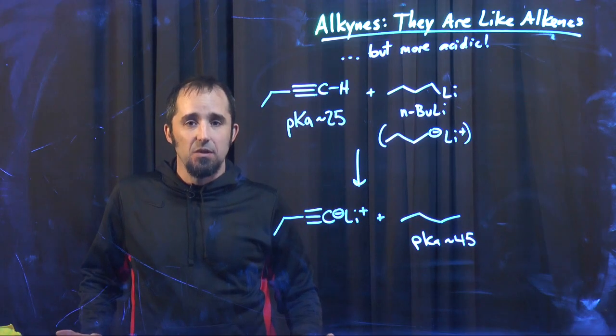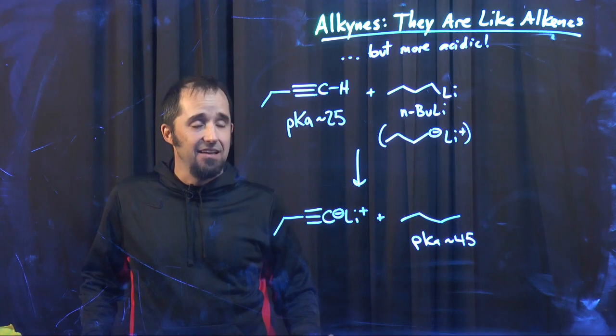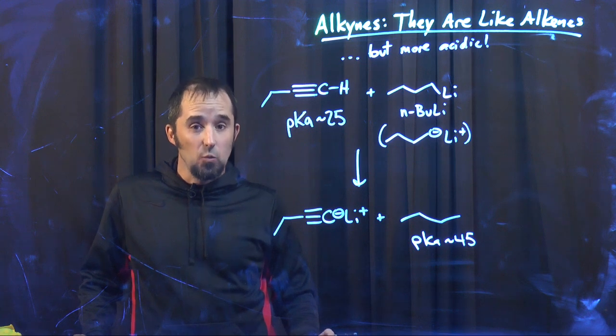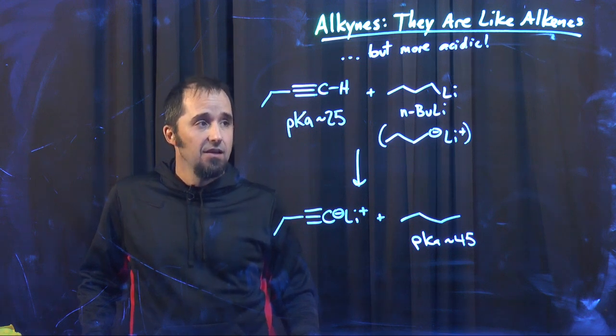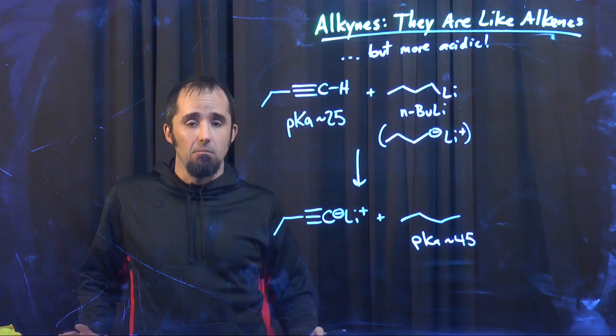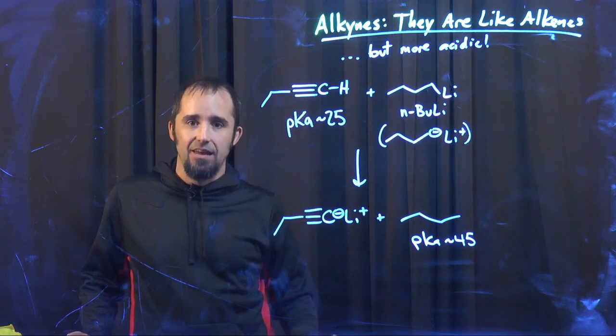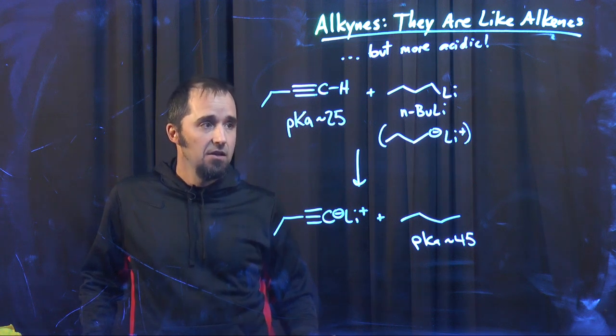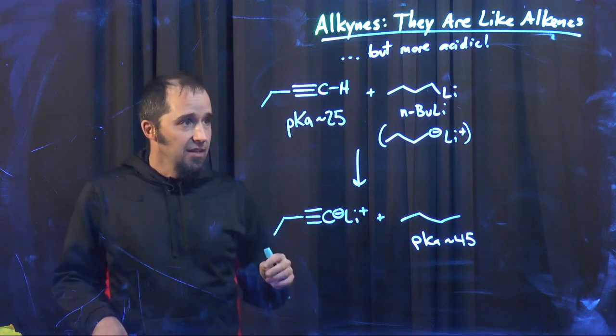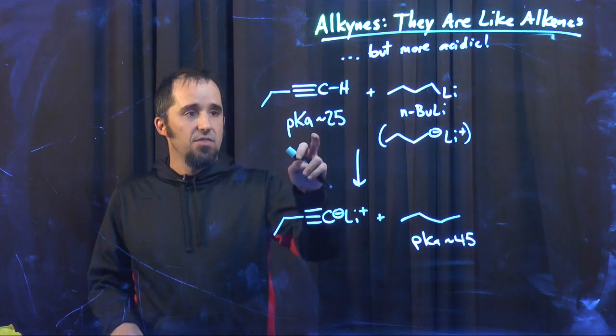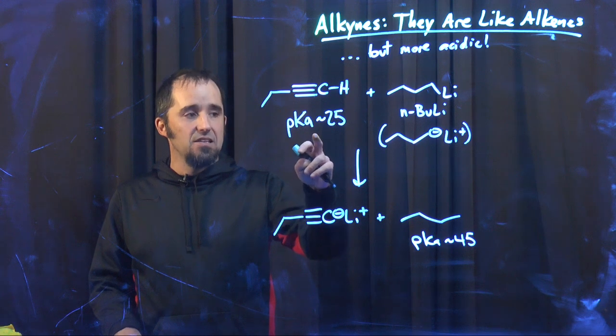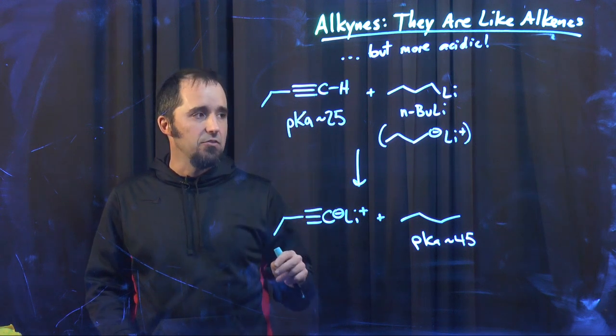We've talked about the similarities between alkynes and alkenes, but there's one really important difference. Alkynes are much more acidic than alkanes or alkenes. So, for instance, any alkyne has a pKa around 25 or so.